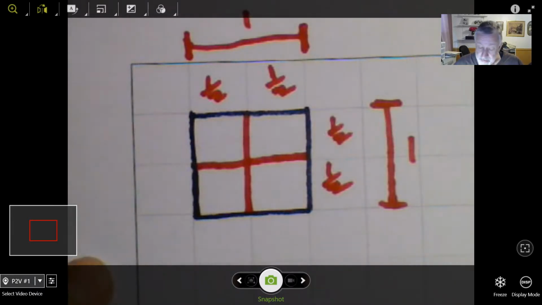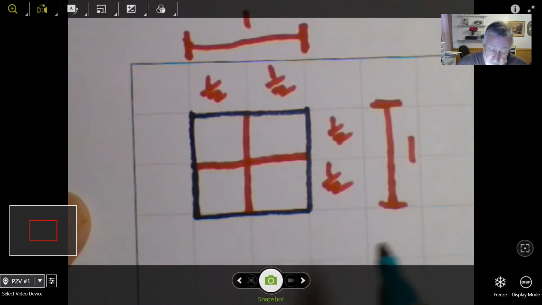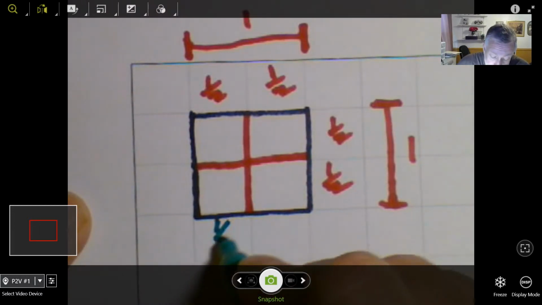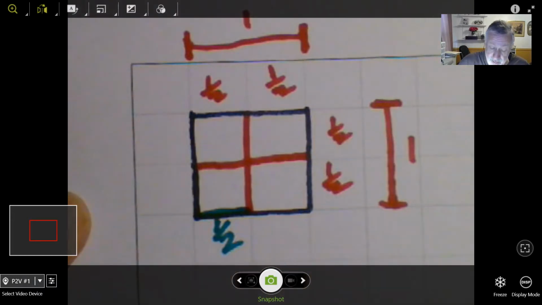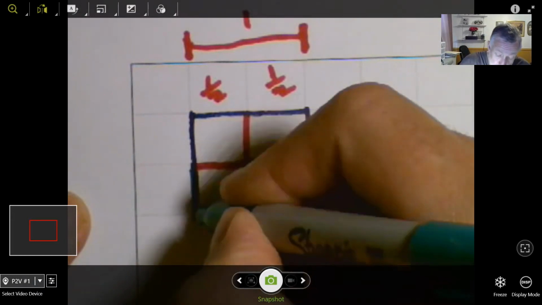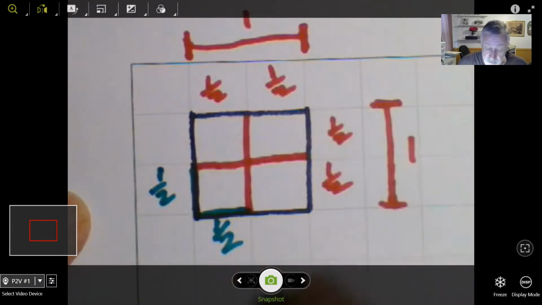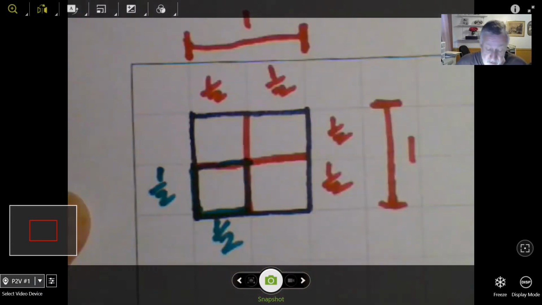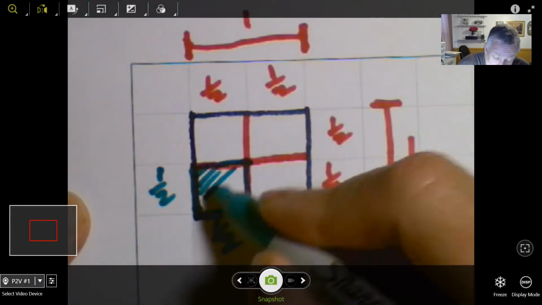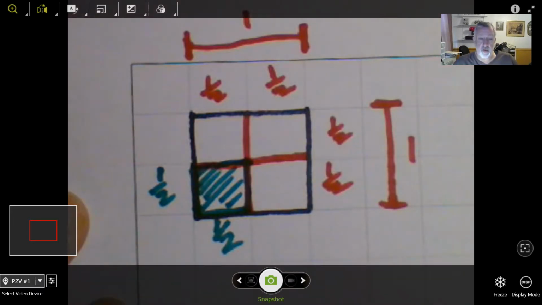Now here comes the part that might be a little mind-blowing or a little counterintuitive. We're going to look at an area that is 1/2, only going from here to here, by 1/2, here to here. So I'm going to color that completely in, and I'm going to shade it. And now I want you to tell me, if you can, how big that area is.